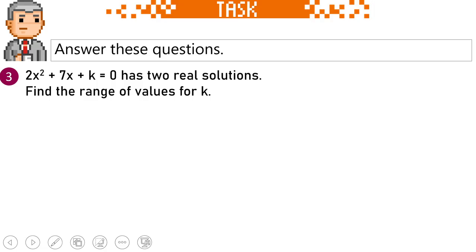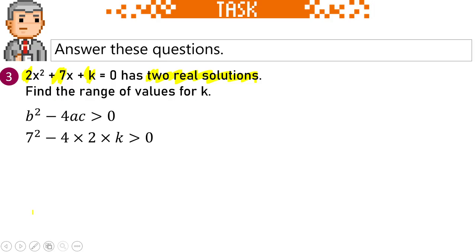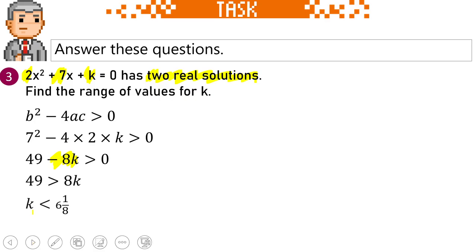The next one is 2x squared plus 7x plus k equals 0 has two real solutions. So we know the two real solutions means the square root must be greater than 0. So the first thing I'm going to do is substitute in my values. I know a is 2, b is 7, and c is k. I'll simplify. 7 squared is 49. Negative 4 times 2 is negative 8, so negative 8k. I'll get the negative 8k and take it to the other side. And then I'm dividing everything by 8. So k must be less than 6 and 1/8.